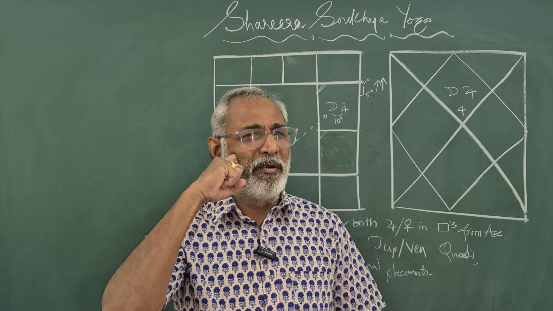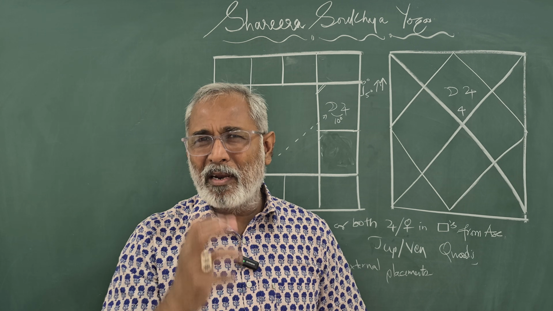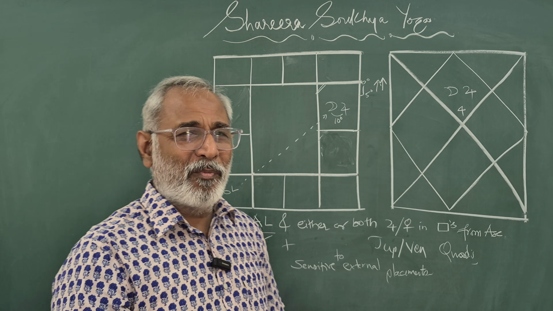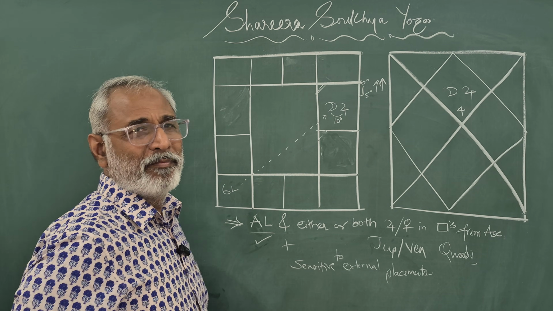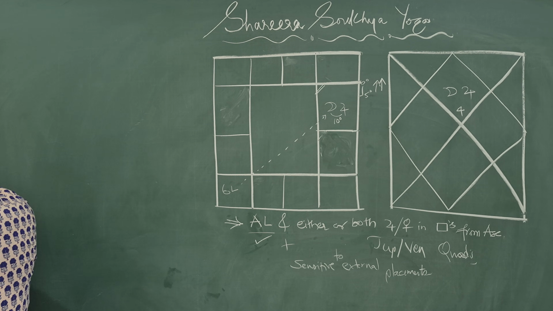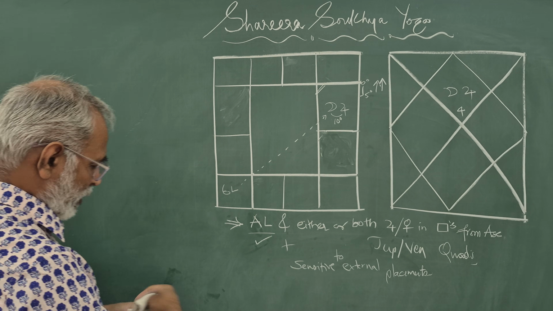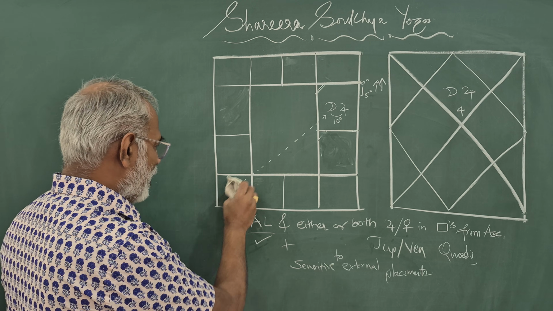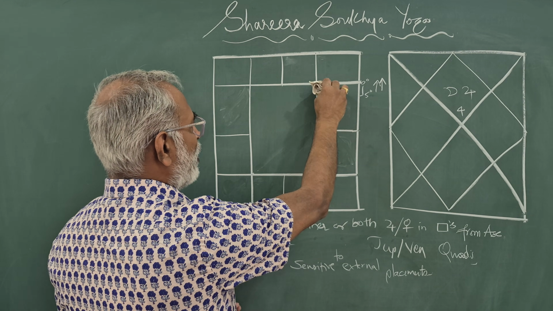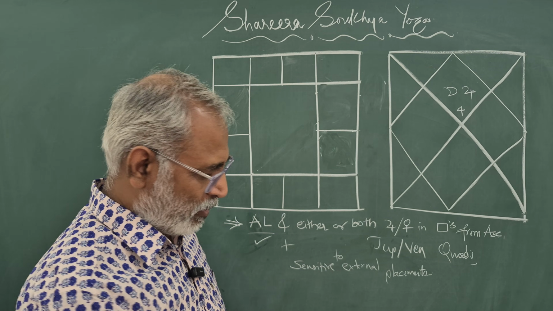So Shareera Soukhya Yoga should not be taken in its totality until and unless there are no flaws. There should not be flaws. This is a flaw. Right? So let us take another example. Whenever we are discussing with examples, we should understand that we are trying to put forth a particular placement and trying to understand what sort of placement this is.